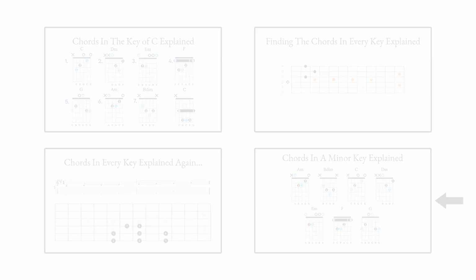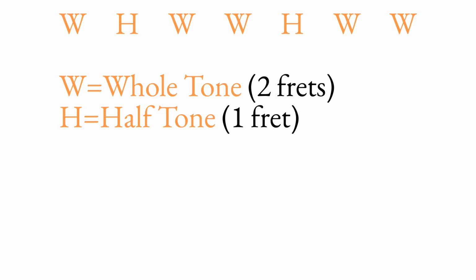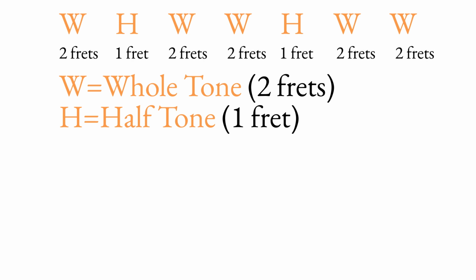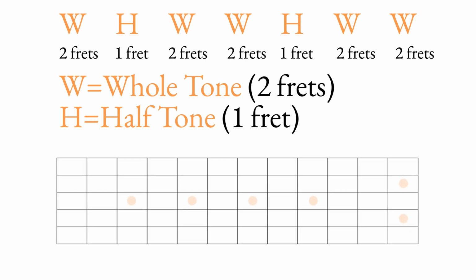Let's start with the minor scale formula. The minor scale formula is whole tone, half tone, whole tone, whole tone, half tone, whole tone, whole tone. A whole tone is equal to 2 frets and a half tone is equal to 1 fret. So the formula on one string is 2 frets, 1 fret, 2 frets, 2 frets, 1 fret, 2 frets, 2 frets.